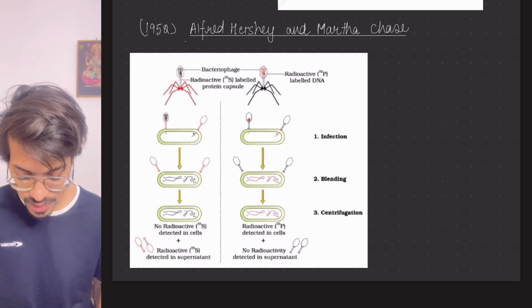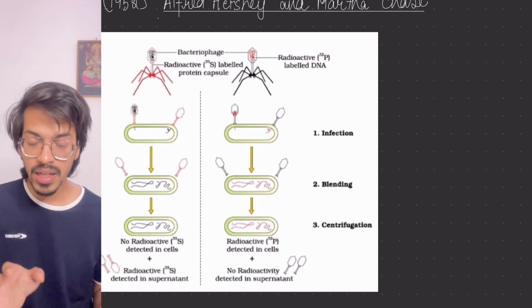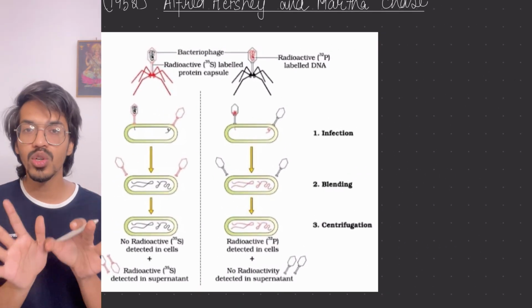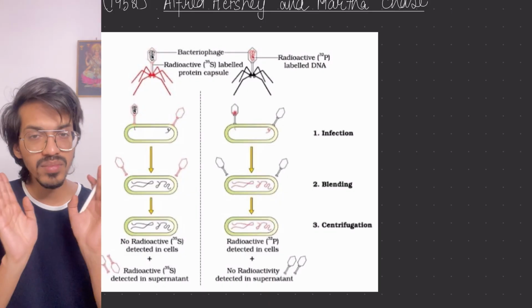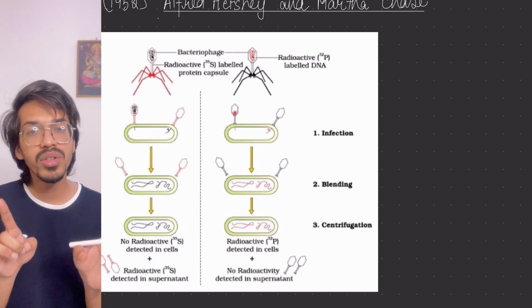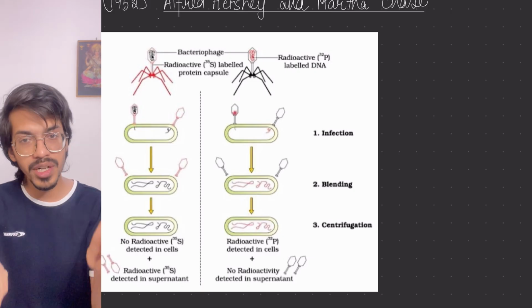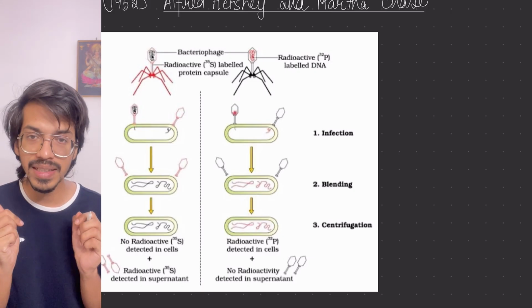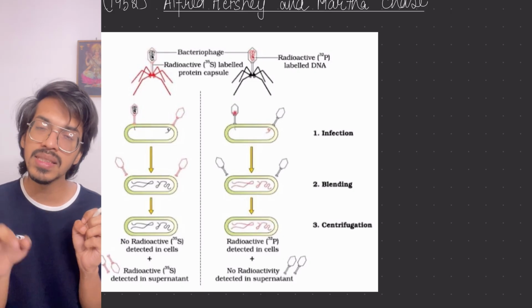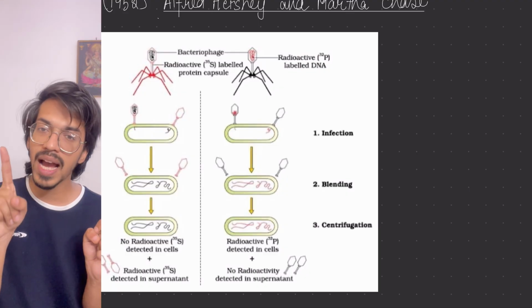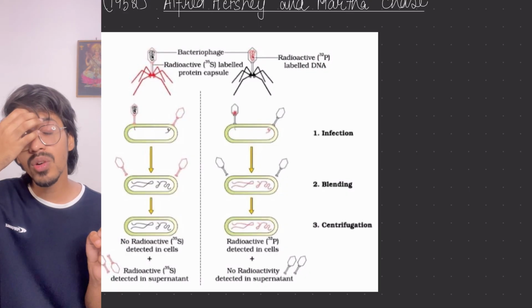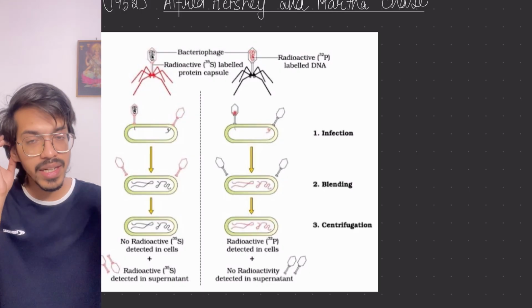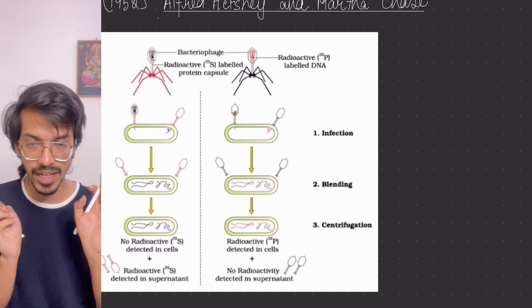In this, they used the radioactive technique. They used what? Bacteriophage. Bacteriophages cause diseases in the bacteria. How will they create diseases? Of course, the genetic material has to be thrown into the bacteria, then only they can cause the disease. Now they have only two things: either they have protein or they have DNA material. In one of the viruses, they made the protein radioactive. In the other, they made the DNA radioactive.